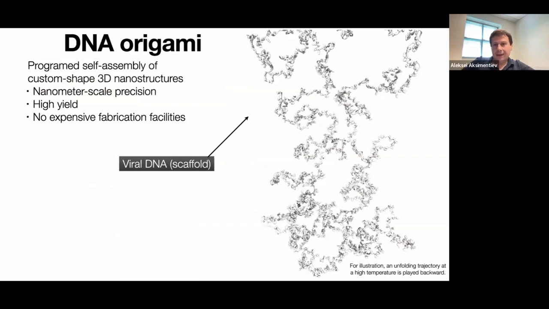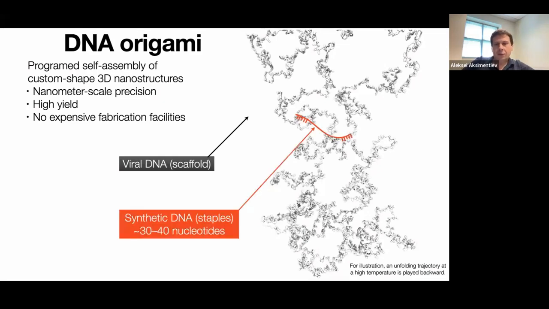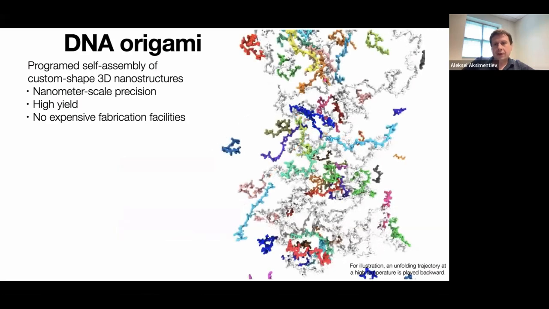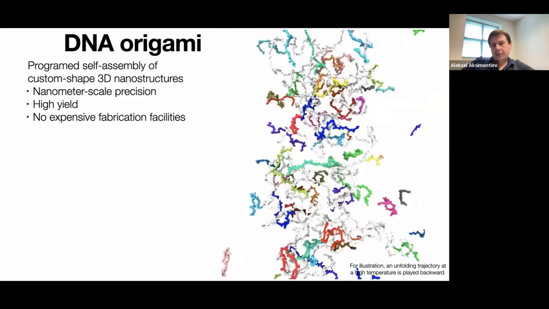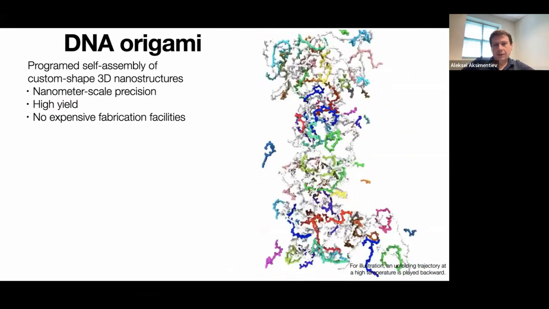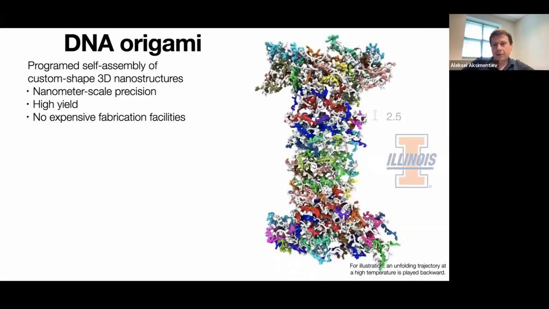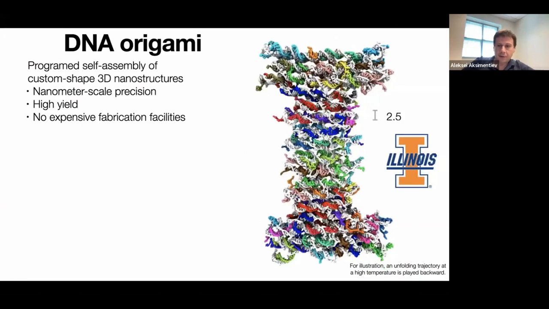So here's my lab's animation of how origami works. You start with a long strand of DNA, and then you add staple strands to bring parts of the genome that are not in immediate proximity into immediate proximity. So basically, you hybridize those parts of DNA. You add enough staple strands to cover the entire genome, and then you gradually cool down the mixture, and that will self-assemble into whatever you want. In this particular case, it's the logo of the University of Illinois.